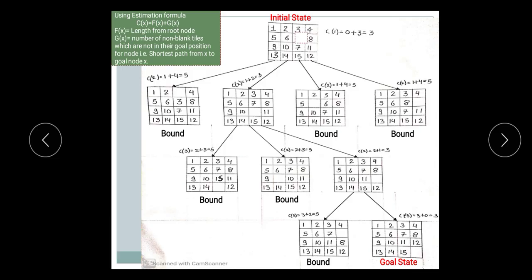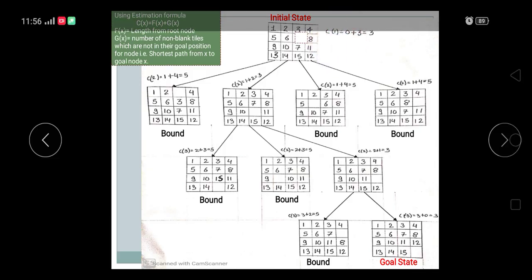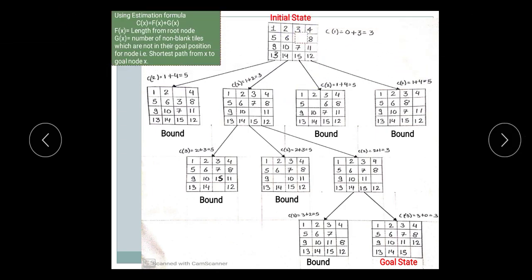How does it become 3? For the cost of this first node, f of x becomes 0, because there is no length, we are at the root node, so f of x becomes 0. Whereas g of x, what is the g of x? How to calculate this g of x? Now the g of x is the number of non-blank tiles which are not at their proper position.